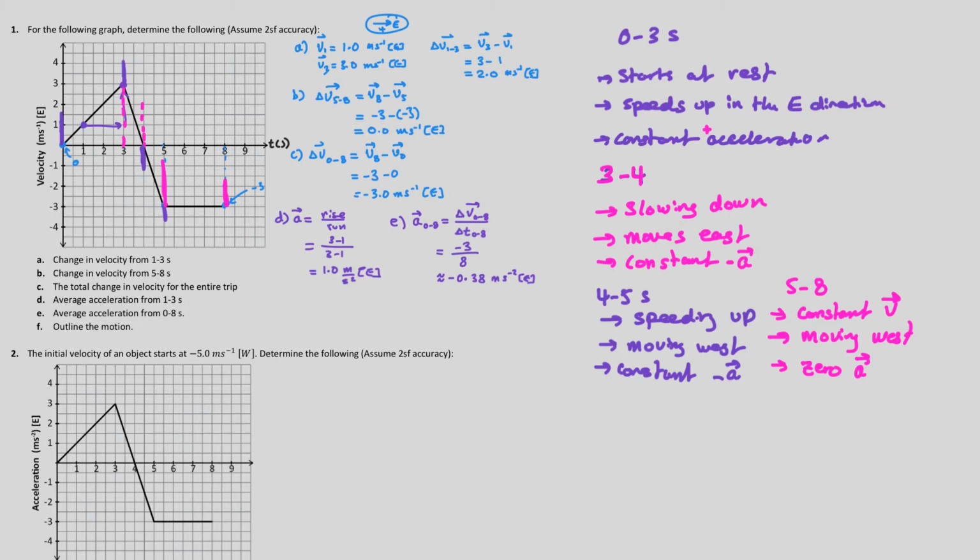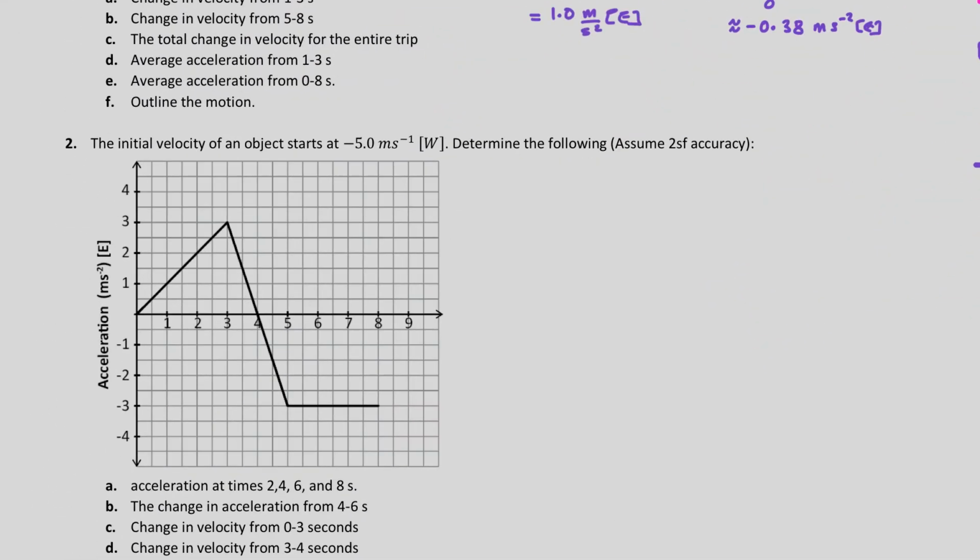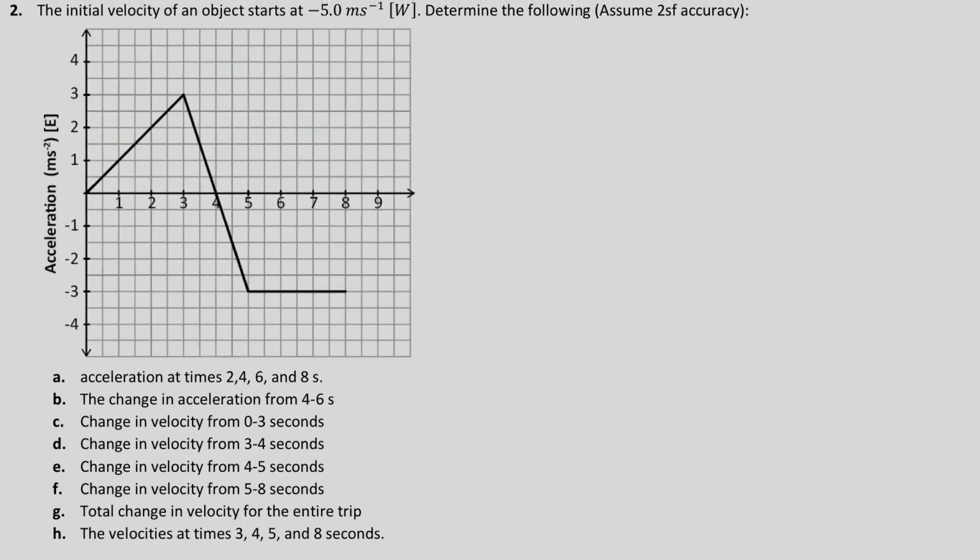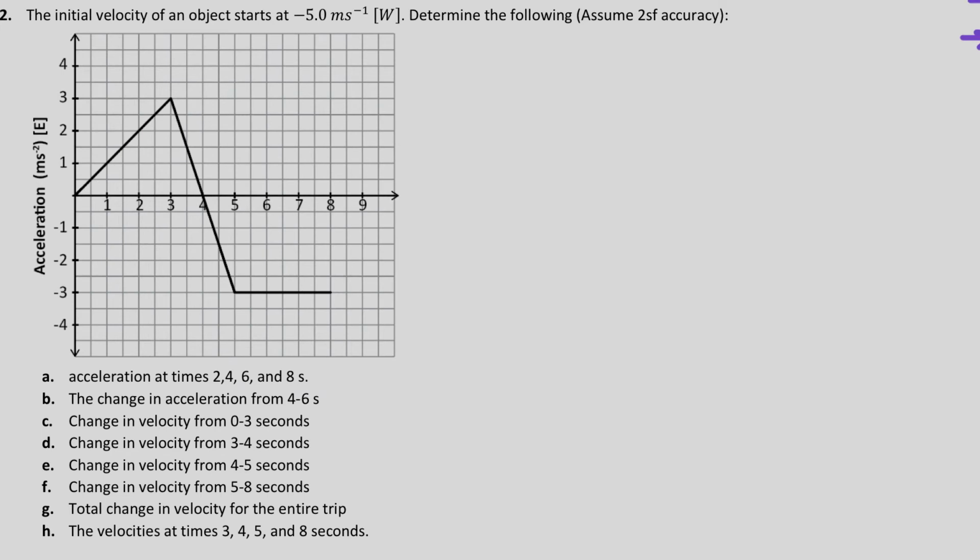Let's look at question number 2. So I'm going to zoom in. Okay, we have an acceleration time graph here, and it says the initial velocity of the object is -5 meters per second in the west direction. So that's a piece of information that I will probably need at some point. And we are asked to determine the following, assuming 2 significant figures of accuracy. We can definitely do that. Part A.